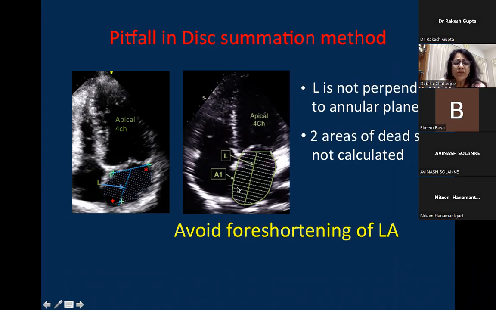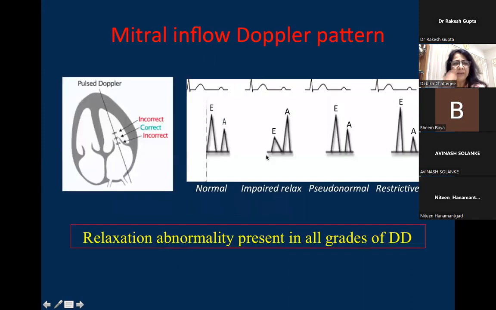So these you can avoid by avoiding foreshortening of the left atrium. Get a proper left atrium without foreshortening. So you should not take this type of measurement for the LA volume. You should go for this one, where the length is perpendicular to the interannular line.